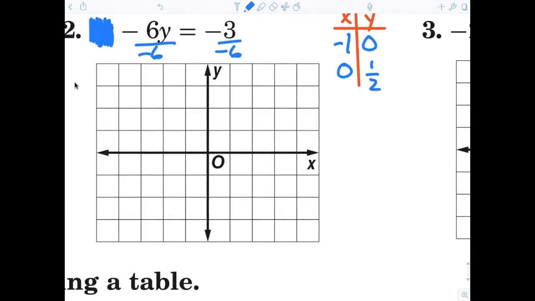Now, as someone just asked me, how in the world do I plot 1/2? Here we go. Let's first try negative 1, 0. We got negative 1, 0. Now, 0, 1/2. 1/2 is halfway between 0 and 1. You put it between 0 and 1, preferably halfway between. That would be 1/2.